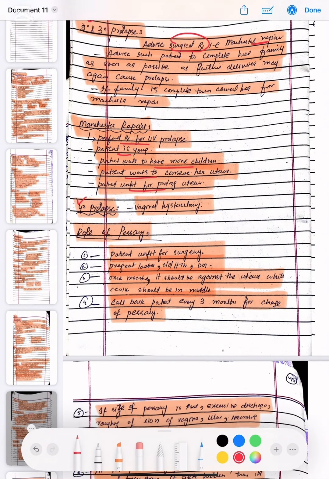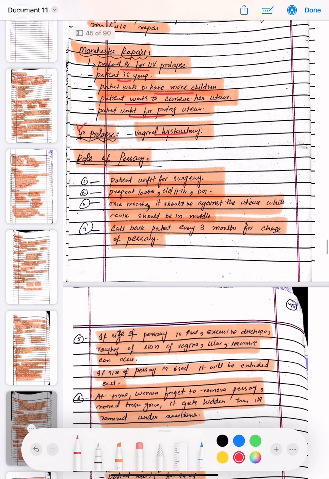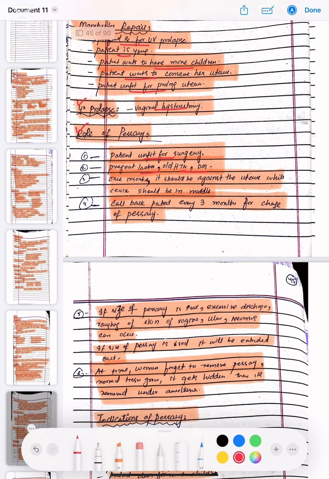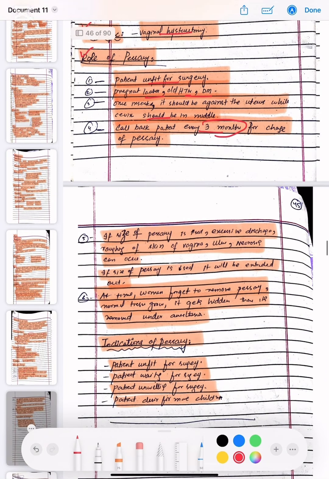For fourth-degree prolapse, you will do a vaginal hysterectomy, and a ring pessary can also be used. It is used for patients who are unfit for surgery, who are pregnant, or who are hypertensive and diabetic. Once inserted, it should sit against the uterus while the cervix is in the middle, and you call the patient back every 3 months. The pessary is changed after 3 months.